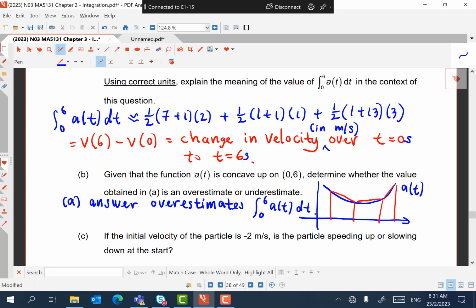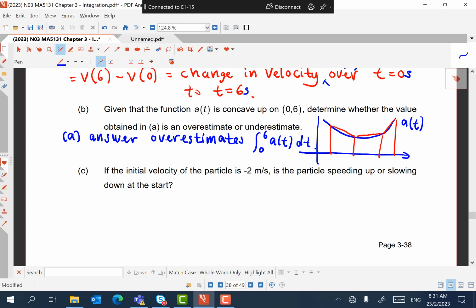Supposedly, if the question asks, does the approximate value over or underestimate the actual one? They just ask like that. That means they don't tell you whether or not the graph is concave up or down. So you do some calculation to show that it is concave up or concave down, and then make a conclusion. No, you don't draw too many things. But you said the ratio concave? Yes.